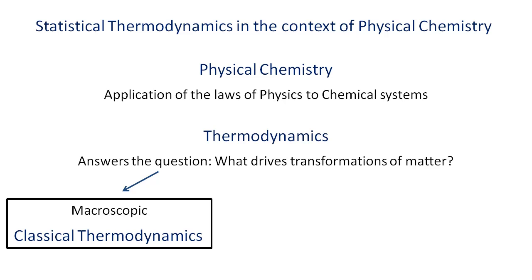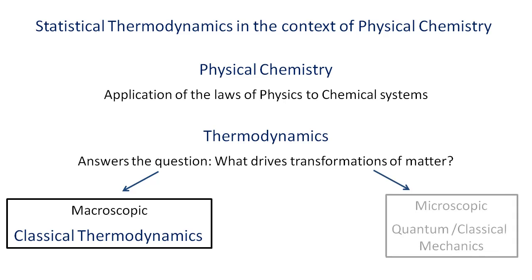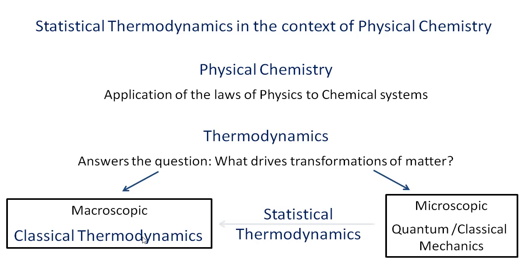The second approach, sometimes called the microscopic approach, begins by considering matter to be made up of particles, essentially atoms and molecules, whose properties can be understood using quantum or classical mechanics. It turns out that the study of the distributions of the properties of these particles can help connect the microscopic properties to the macroscopic or bulk properties of matter. This is the subject of statistical thermodynamics.